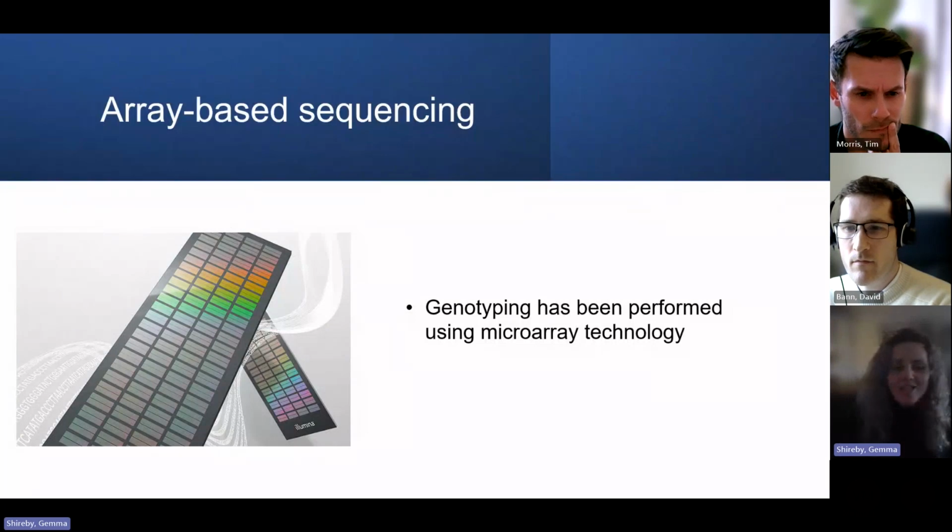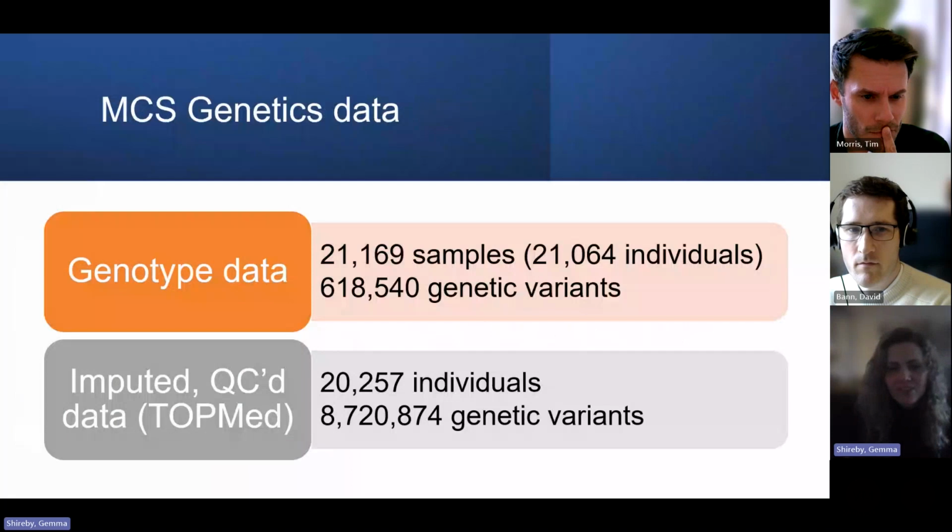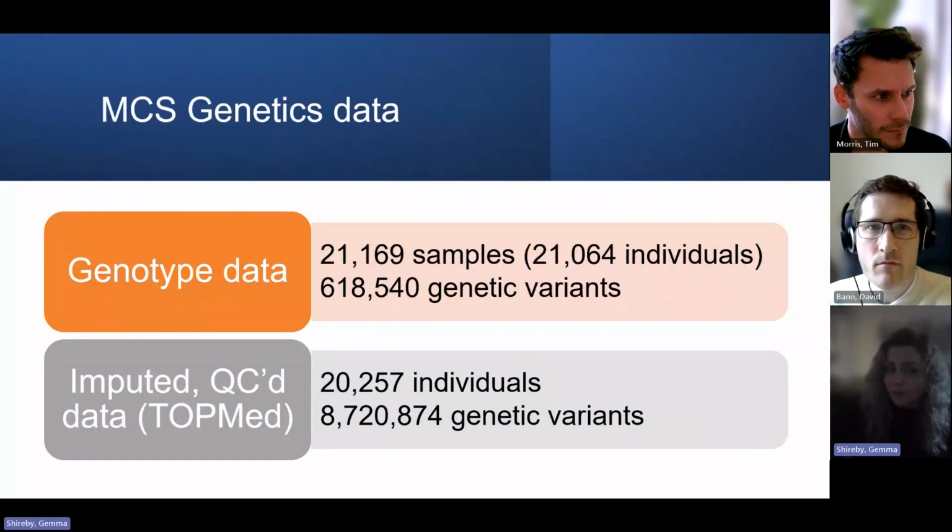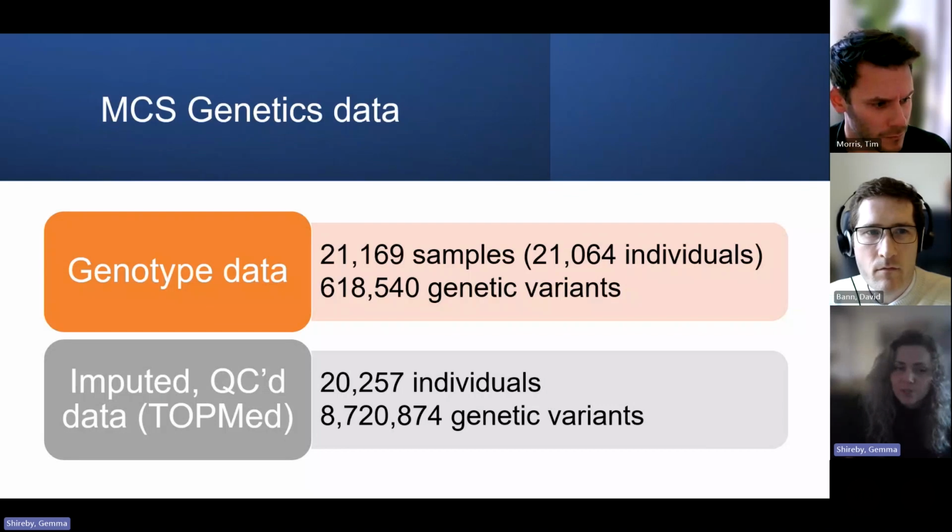So I'll tell you a little bit about the MCS genetics data. These samples were genotyped at age 14. So this was the cohort members. But in addition to the cohort members giving their samples, their parents were also asked to give samples. So we have data for over 21,000 individuals.